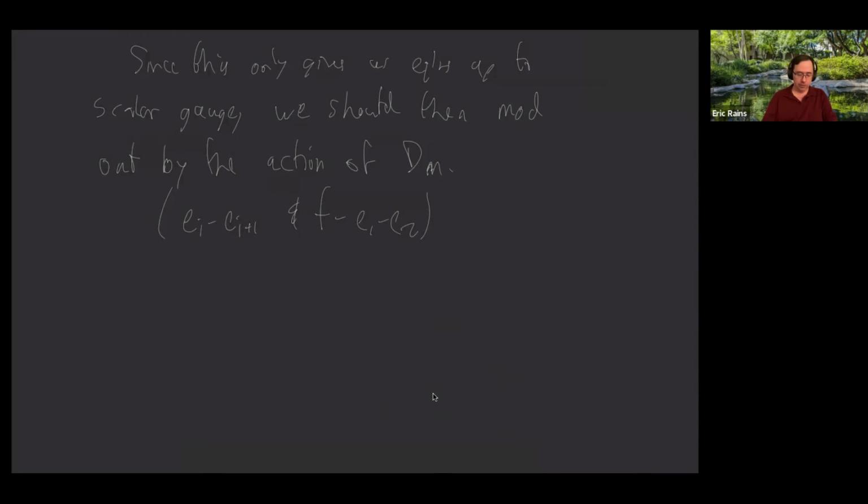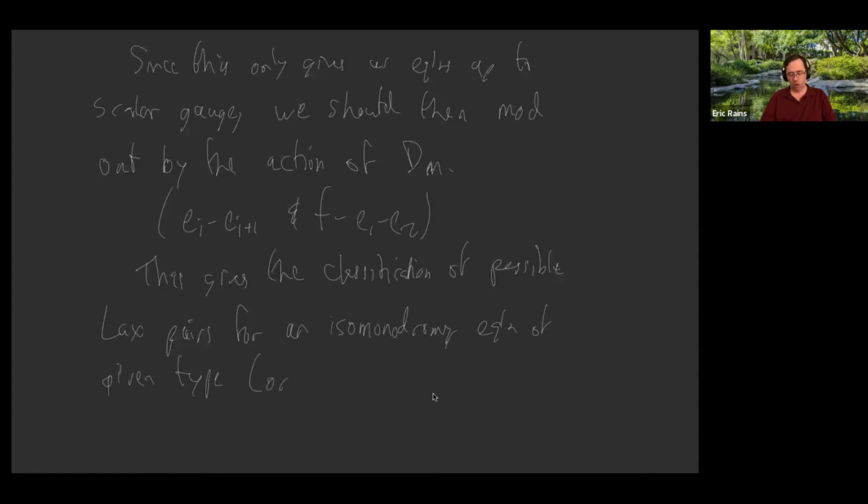Okay. And so what this gives you is the classification of possible lax pairs for an isomonodromy equation of given type, or the classification of rigid equations of a given type, if instead you started with D corresponding to a -2 curve.